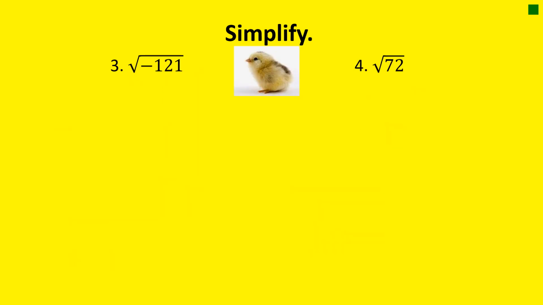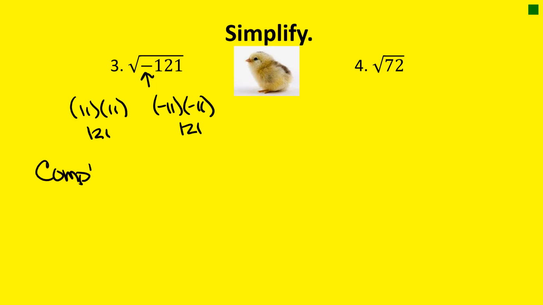So if you look at the square root of negative 121, it's different because it's got that negative sign in there. If you try 11 times 11, you get 121. If you try negative 11 times negative 11, you get 121. You can't get negative 121 by multiplying the same number times itself. So what happens is there's a thing called complex numbers. Very complex. We'll simplify it for you.